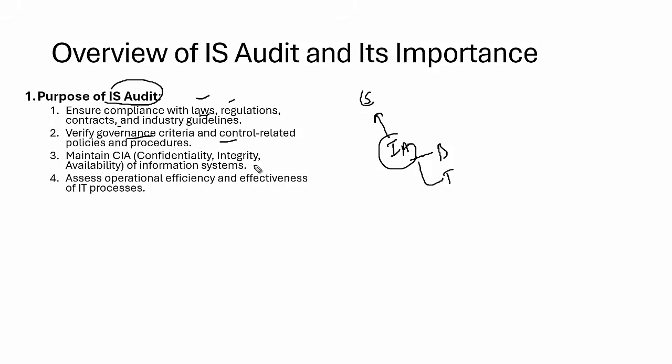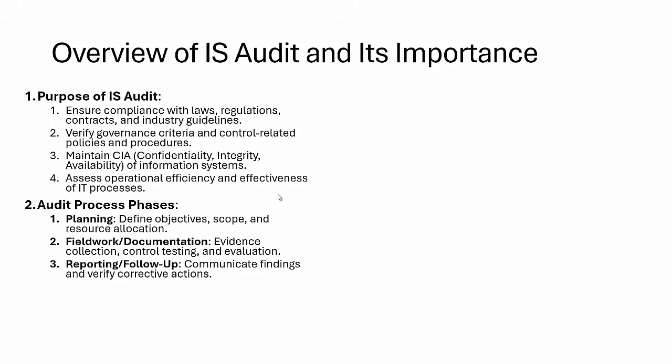Third is we need to maintain the CIA, confidentiality, integrity, and availability of systems, and we do that by checking the appropriate controls. Are we taking backup on time? Are we encrypting the data? Do we have adequate resources to provide availability? And we also assess the operational efficiency and effectiveness of the IT process. So the primary purpose, if you get a question, the answer is this. And if the question is specifically from a security point of view, maintaining the CIA is the ultimate goal in the audit.